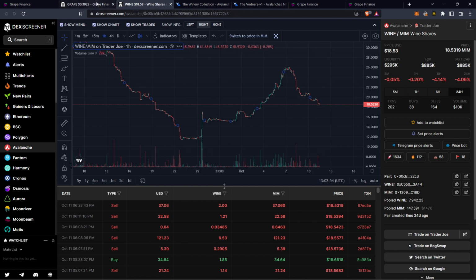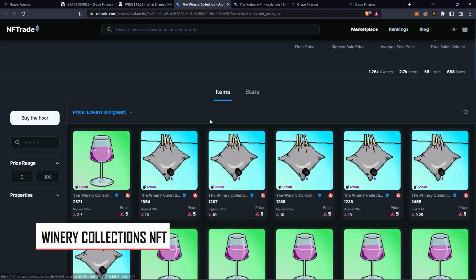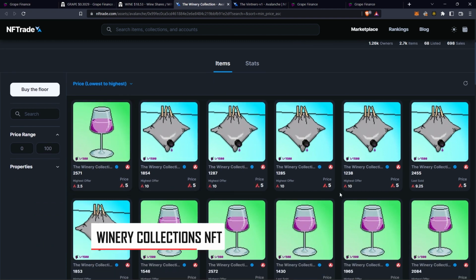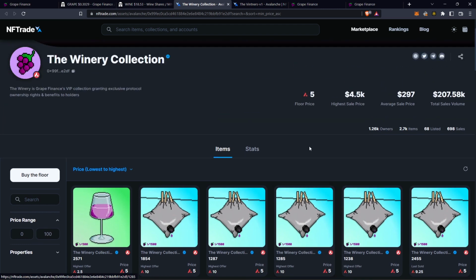That is it for the Grape and Wine token. Let's now move on to the NFT collections of Grape Finance. First one is of course the Winery collection. Now I'm sure you would be aware of the fact that you would be able to collateralize your Winery collection NFTs in the Winium. More information on that will be released soon.